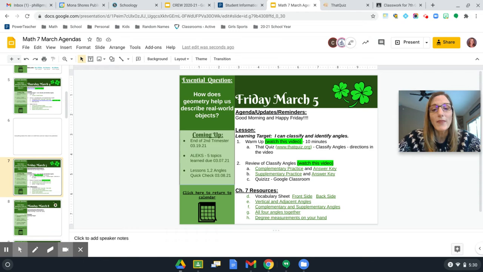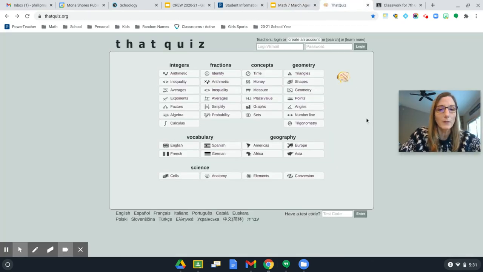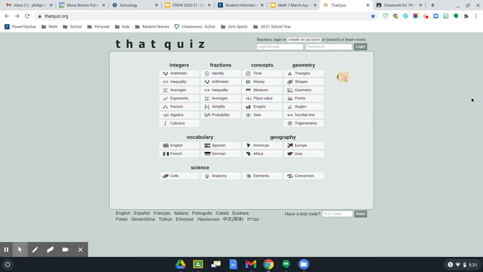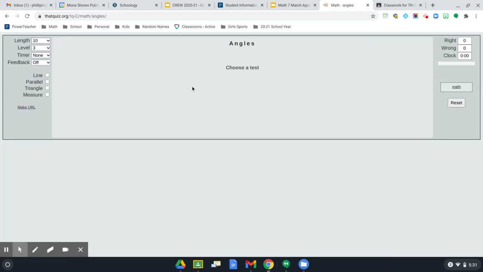And so your warm up is on that quiz. I want to go over that for a few minutes. So if I bring that up right here, we're going to go back to geometry like we were the other day and go down to the angles option. Now, we did measure last week. We're not going to measure angles. What I want you to do is actually check line. And I'm going to have you start at level one. So keep it at a length of 10.